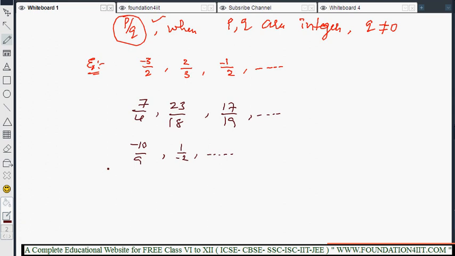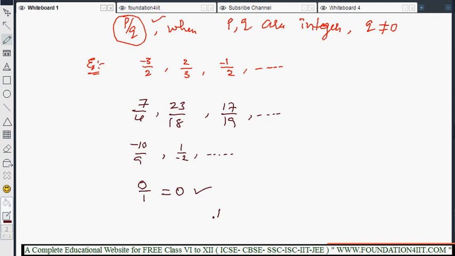For example, 0 can be written as 0 by 1, because 0 is also a rational number. You can write 0 by 1, and 0 by 1 is nothing but 0. So 0 also is a rational number. Since division by 0 is not permissible, any number divided by 0 is not defined.